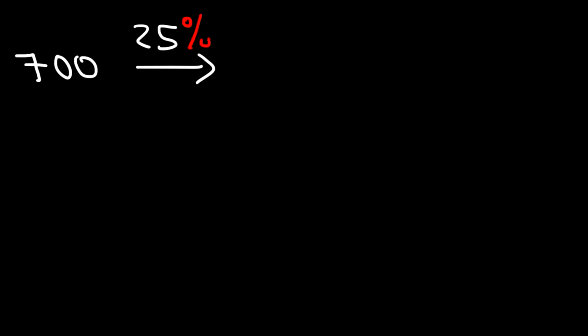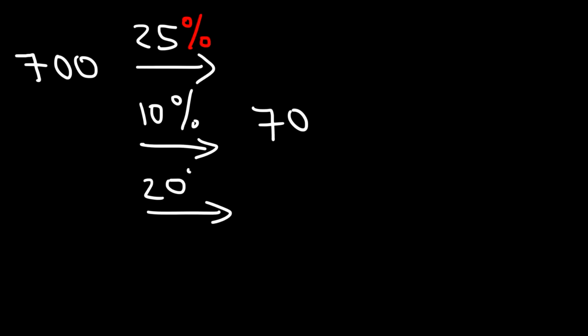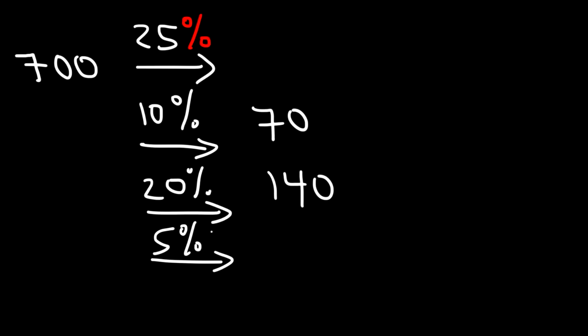Now what about this example? What is 25% of 700? Try that one. So first, let's find out what 10% is. 10% is 70, which means that 20% has to be what? 20% is twice the value of 10%. So if we multiply 70 by 2, that's going to give us 140. Now, what is 5% of 700? 5% is half of 10%. So half of 70 is 35.